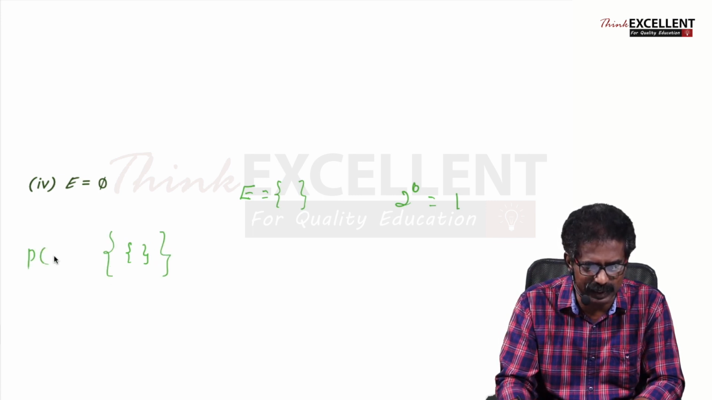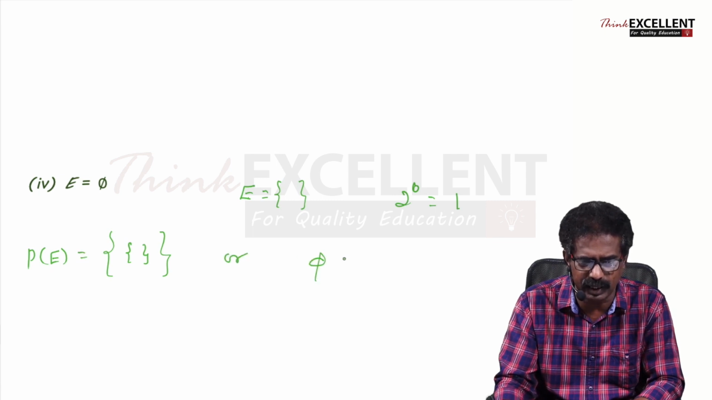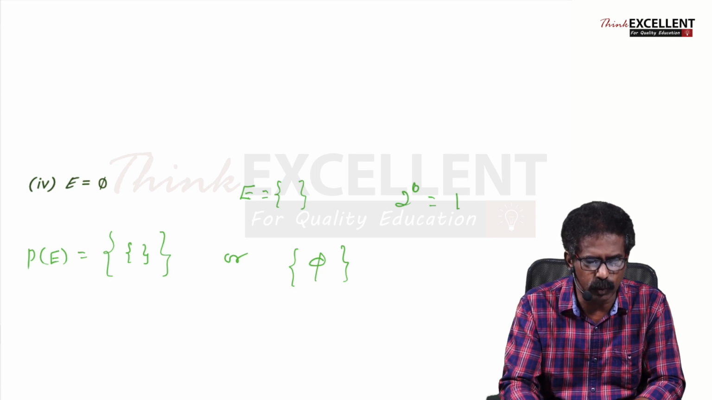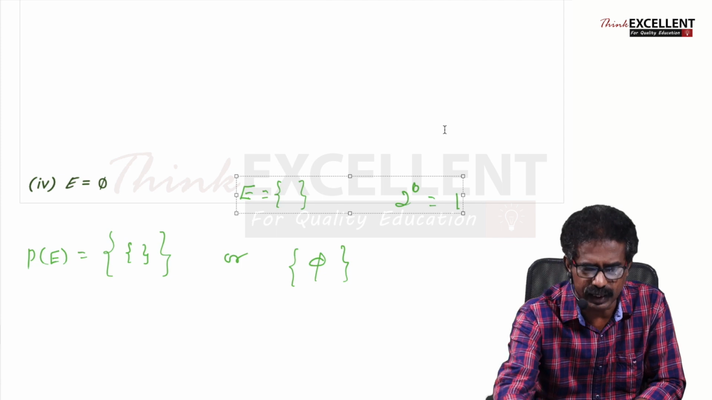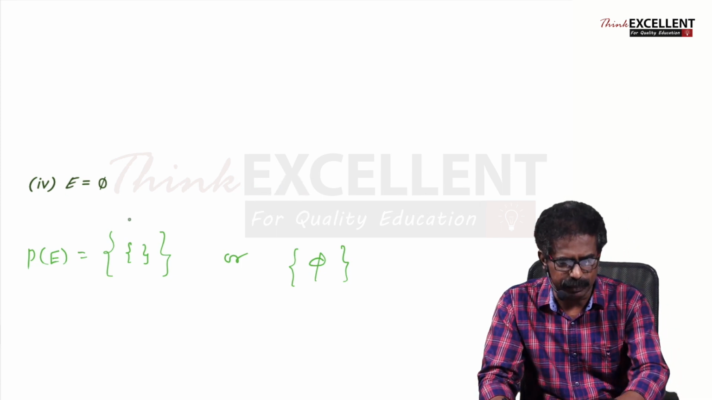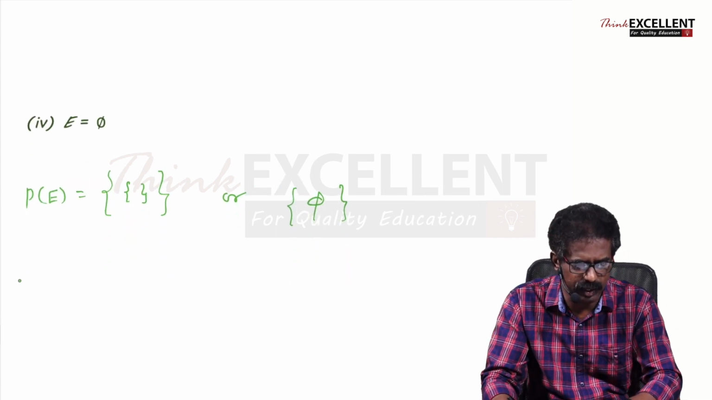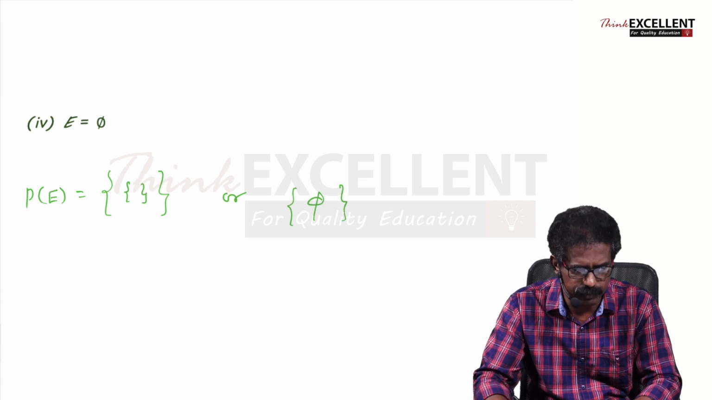So this is the power set of E. Or you can write like this: empty set is a subset, write it as a set. You can write it in any one of these ways. Hope you understood. The only thing to remember: power set means set of subsets. Now we go for the next one.